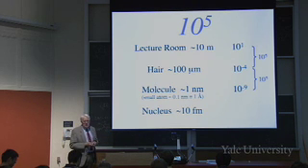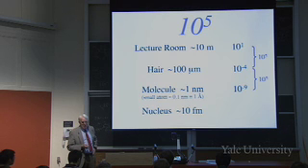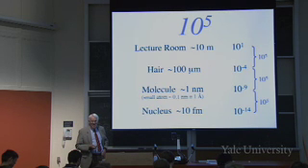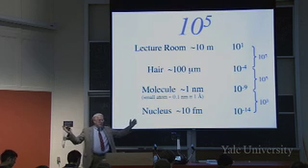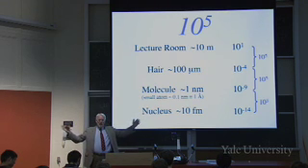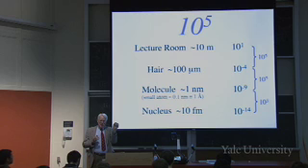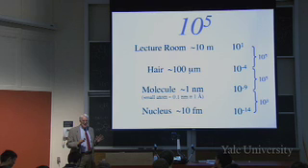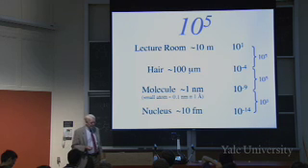In fact, the nucleus is 10 femtometers, which is another 10 to the 5th down. So that means if the lecture room were an atom, the nucleus would be the diameter of a hair. Very small, but not impossibly small to conceive of.